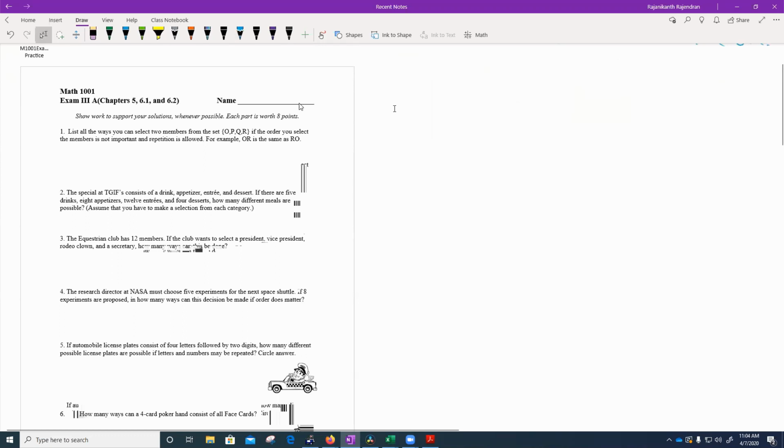So problem number 1. List all the ways you can select two members from the set O, P, Q, and R. If the order you select the members is not important, remember, recall. So we had on the counting principles two sets of formulas, nPr and nCr, right? So we use the nCr formula if order is not important.